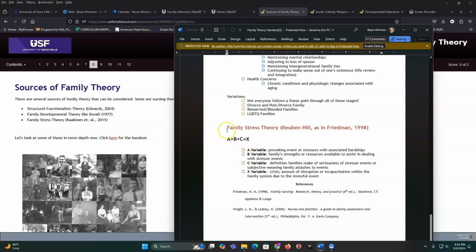So family stress theory is another one here. Reuben Hill was one of the people that described this, but A plus B plus C equals X. So A is what's causing this. So it's hospitalization due to appendicitis. B, what's family strength? Maybe they've got lots of family, friends, support, church members that reach out to them. Maybe they've got good insurance, plenty of money, those kind of situations. What are their strengths and resources that they have available?